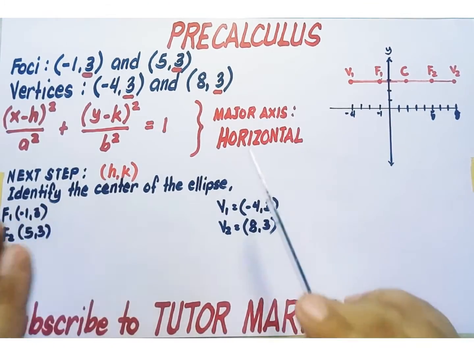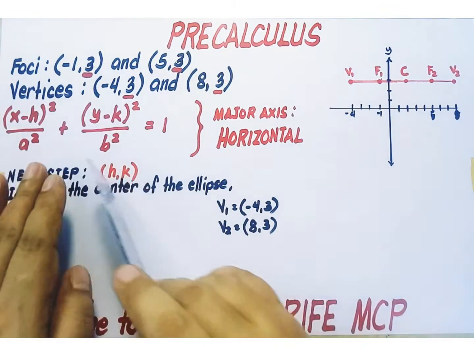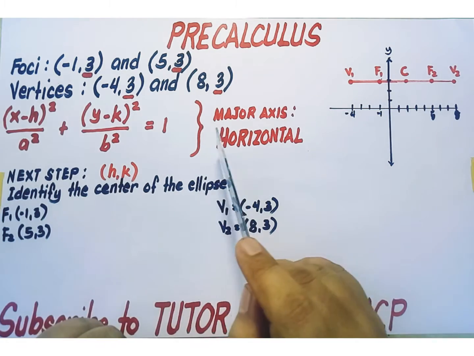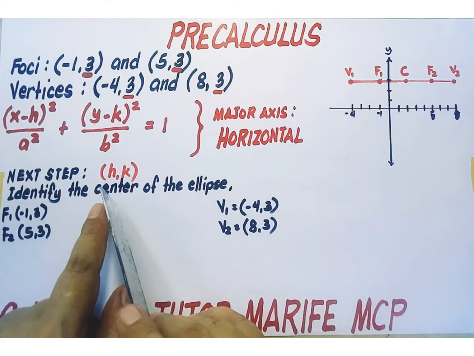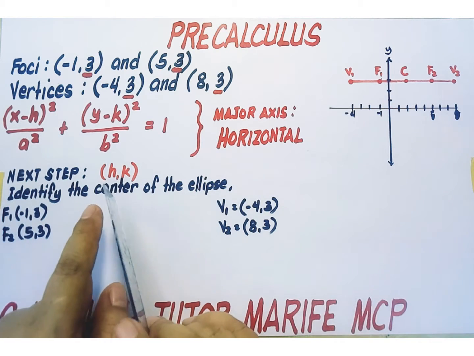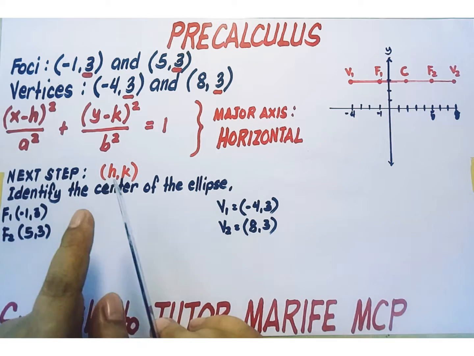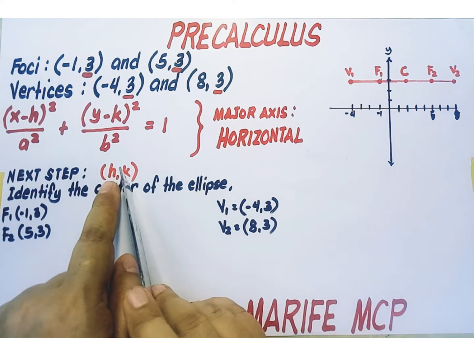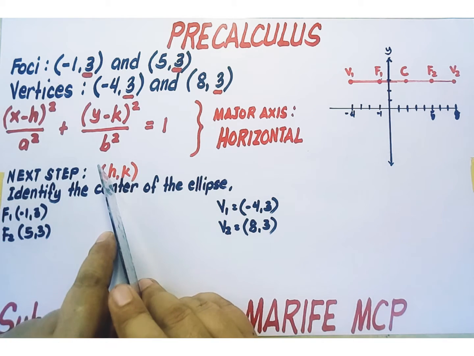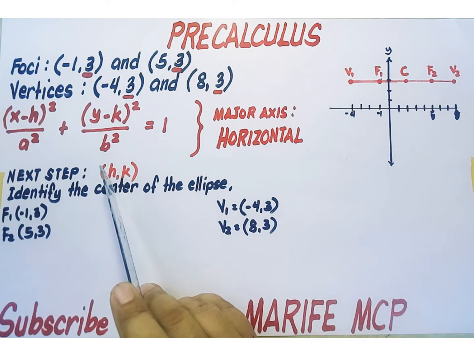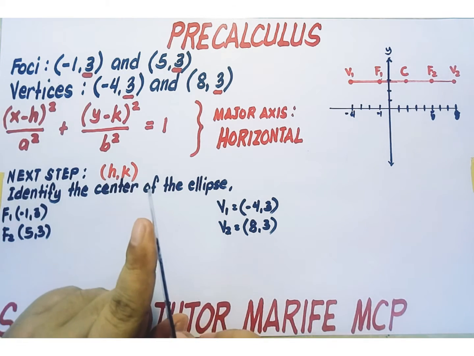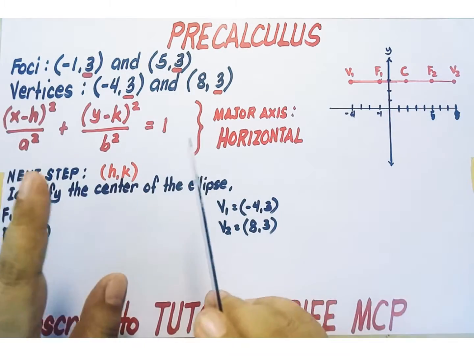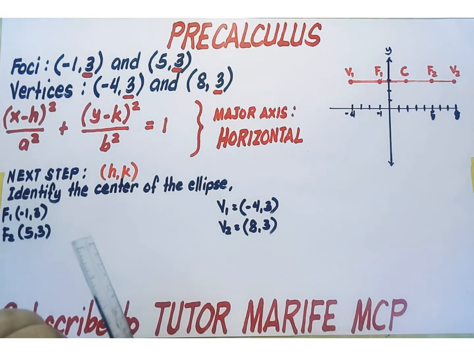After choosing the correct standard form of the equation of the ellipse based on the major axis, the next step is to identify the coordinates of the center of the ellipse represented by h and k. h represents the x-coordinate of the center. k represents the y-coordinate of the center. We can find h and k in three ways.